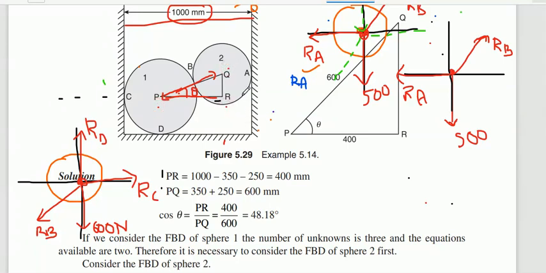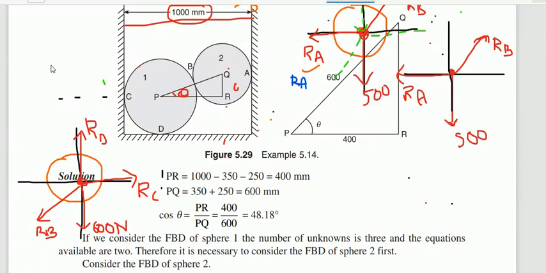Clear? In order to consider this triangle PRQ, we must know the distances of PR, QR and PQ. How are you going to find the distances here? You just observe. You know that the PQ inclination with respect to theta is the inclination of RB here. That is clear. So consider this is the theta that you need to find out.